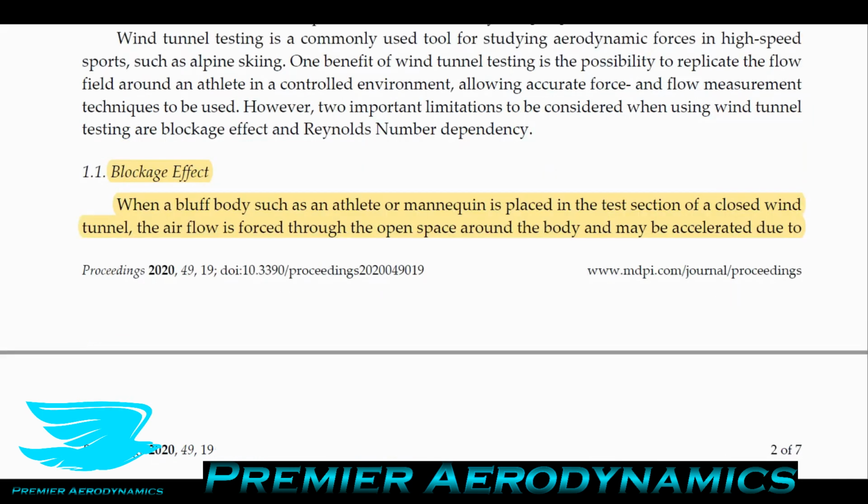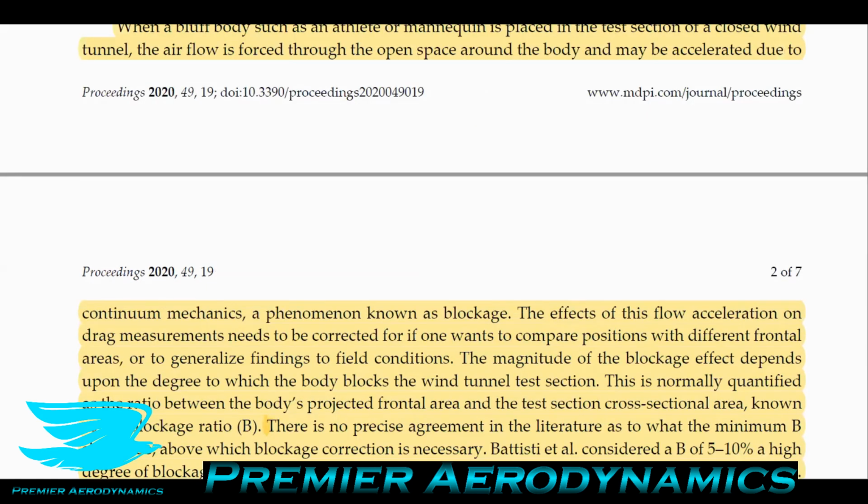And then they describe the blockage effect. They say when a bluff body, such as an athlete or mannequin, is placed in the test section, particularly a closed wind tunnel, the airflow is forced through the open space around the body, and it may be accelerated due to continuum mechanics. This is what I mentioned earlier, where if you have a closed test section, you have a certain amount of area.